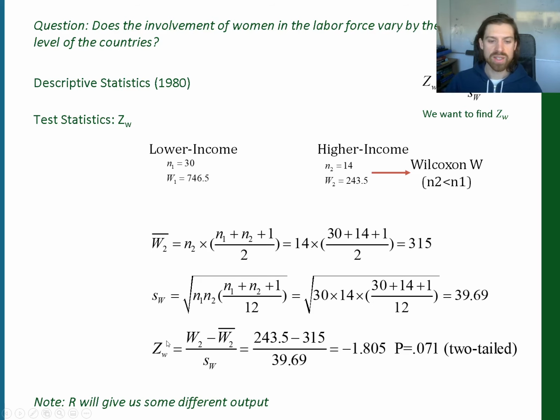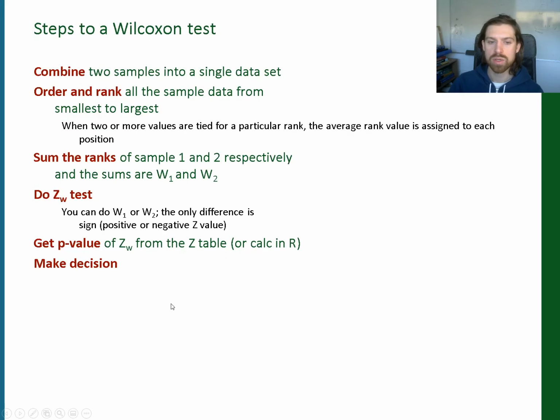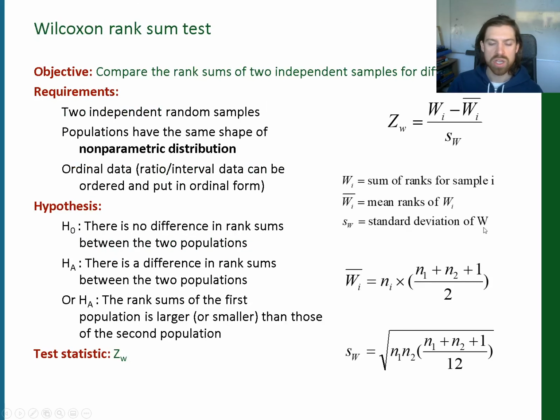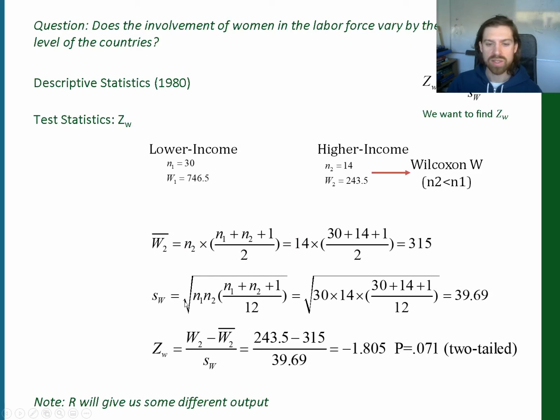So what we want to get is this ZW value down here using this equation. First, we need to get the numerator, so we need to get the W bar. So essentially, we crunch through the numbers here, and when we input these numbers into the equation, we end up with 315 as the W bar for sample 2. We need to get the SW value, so that's the standard deviation of W. So down here, we need to basically take the square root of this equation. And when we do that, we get 39.69.